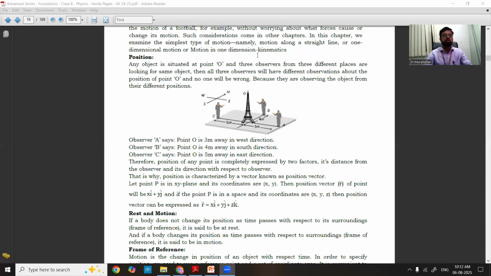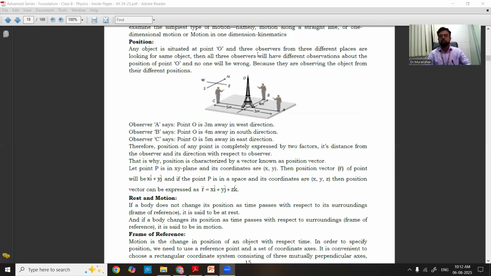Okay. Before knowing about motion, we should know another important word called rest. Because before the body goes into motion, it is resting.